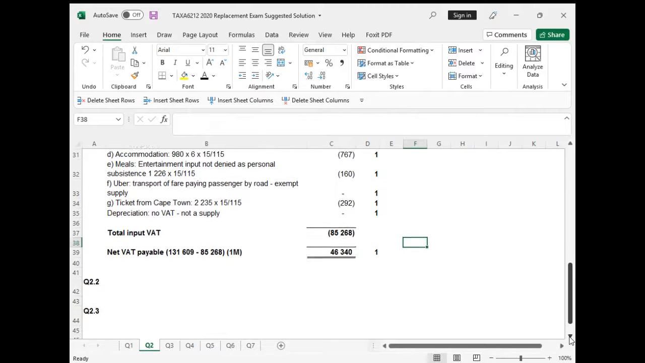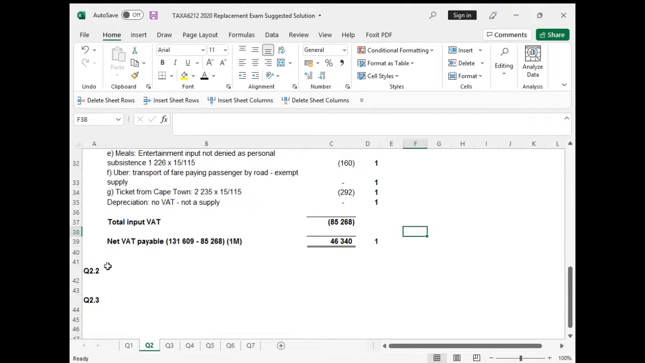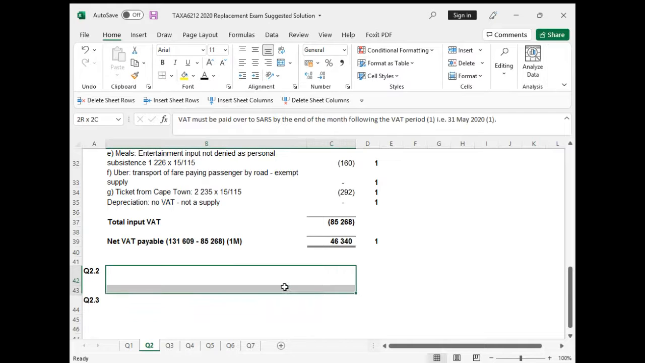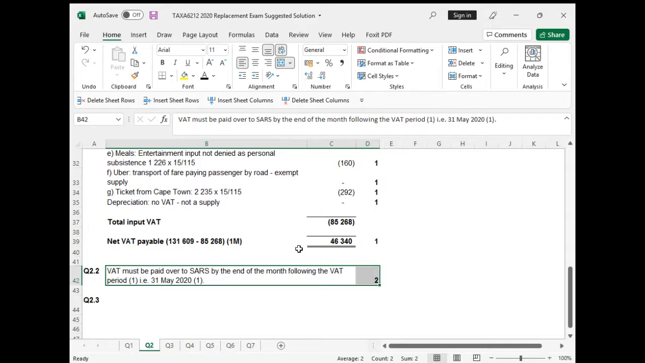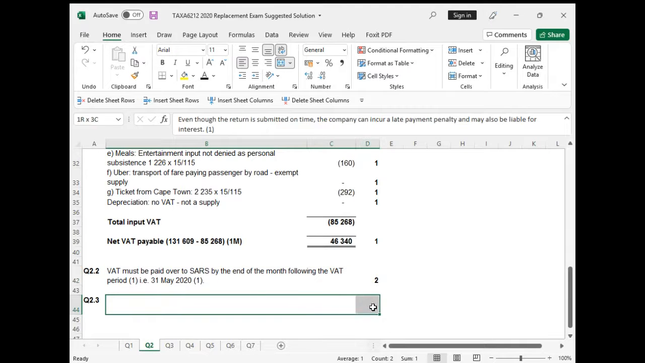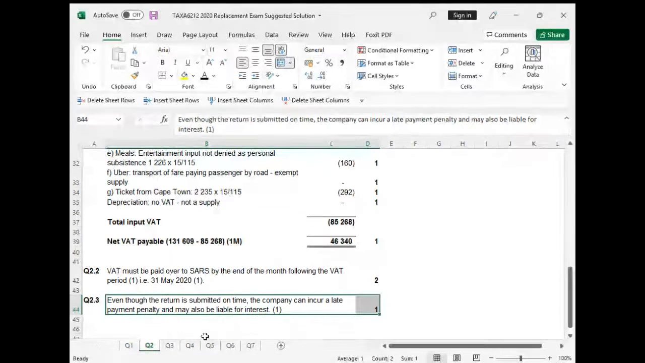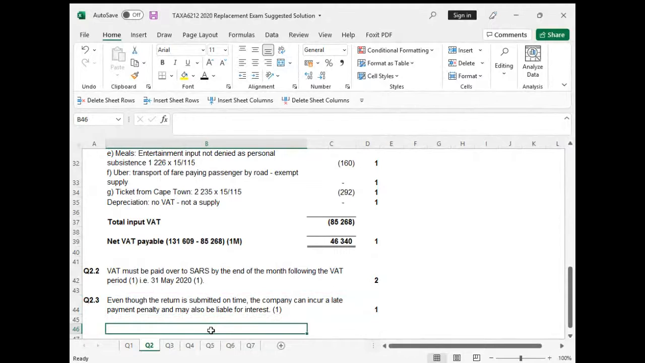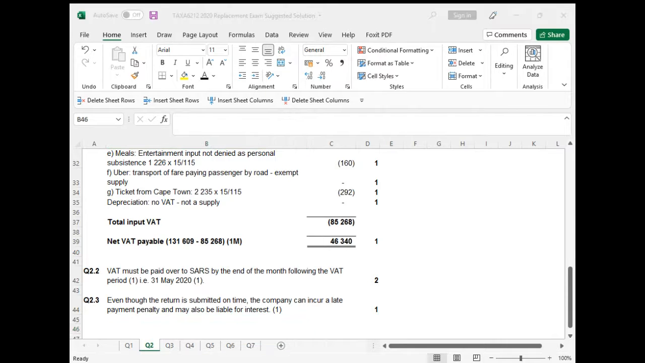Then question 2.2, we said, when does the return need to be filed? Now we said electronic filing is at the end of the month. So in this scenario, it would be end of May, because we would only do it in the following month. And then our payment is generally within 7 days. Because of the fact that they did not pay it on time, they would incur penalties and potential interest on that amount. Okay, so that was question 2.